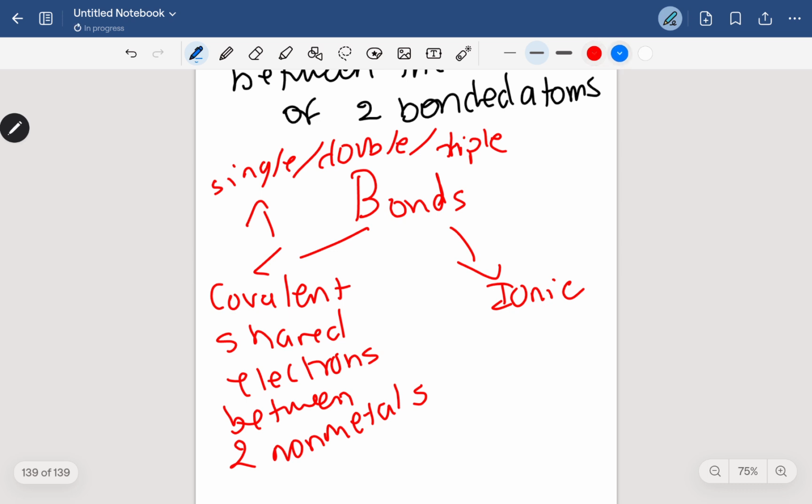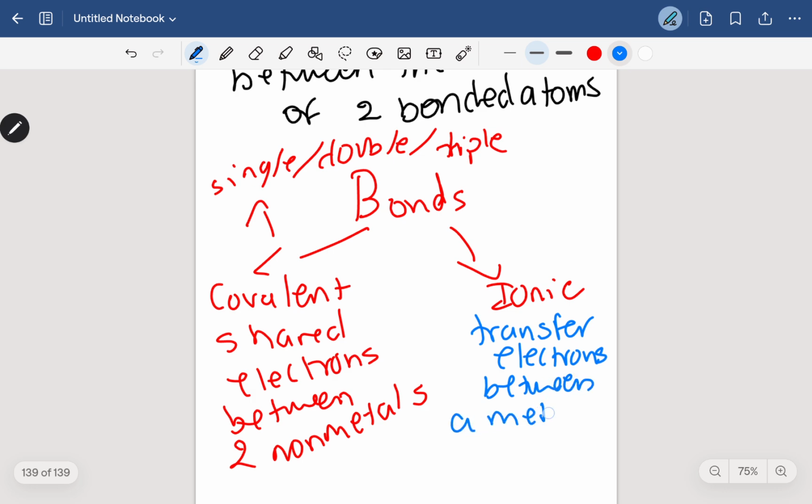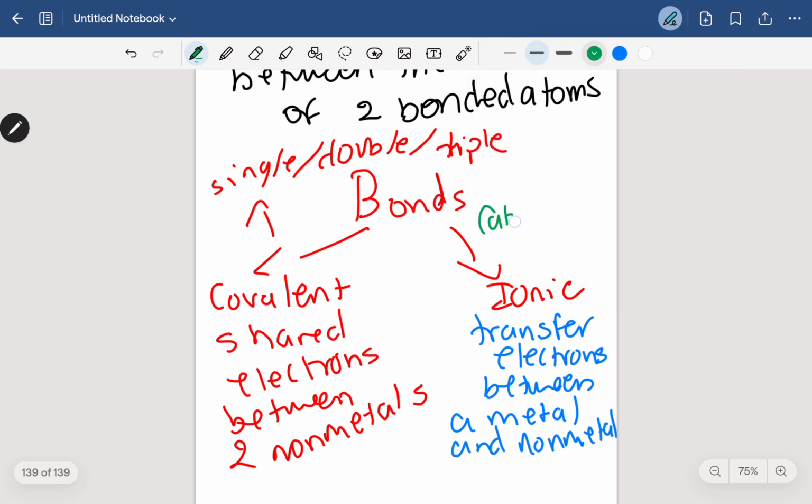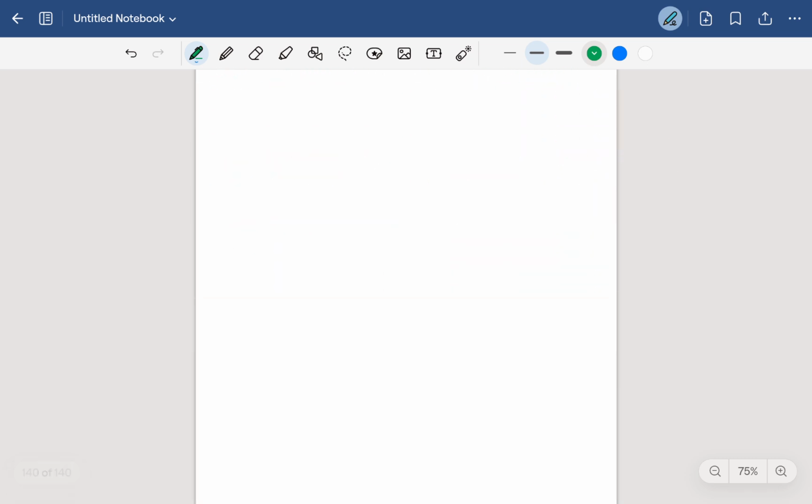Whereas for ionic, okay, ionic is the transfer of electrons, or it is the force of transferred electrons between a metal and a non-metal. Now, usually in ionic bonding, we have two things. They are called cations and anions. As you know from before, cations are the positive ions and they are usually metals, whereas anions are the negative ions and they are usually non-metals.